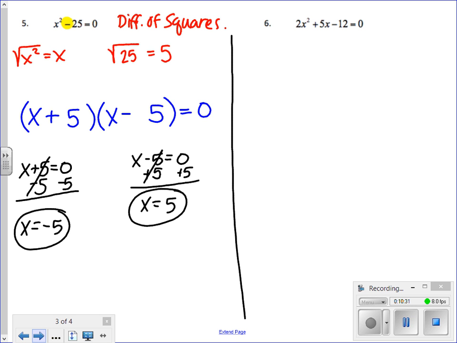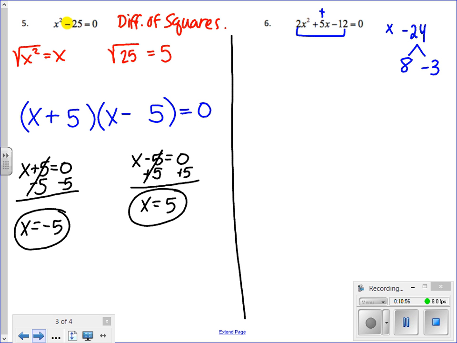There's no GCF, so I'm going to go ahead and use split the middle. This time when I use split the middle, I'm going to multiply the 2 and the negative 12 to get negative 24. I need to find 2 numbers that are going to multiply to negative 24 and add to the middle number of 5. Those numbers are 8 and negative 3.